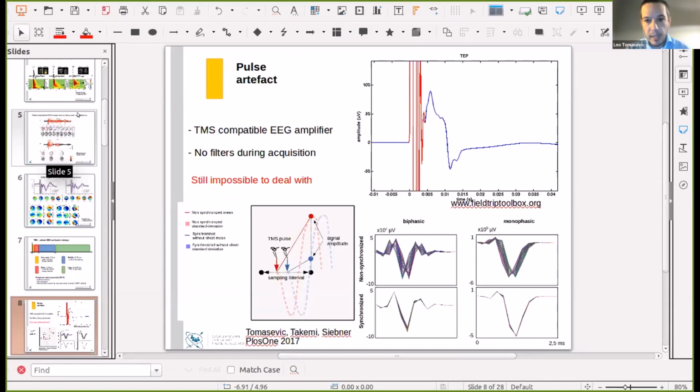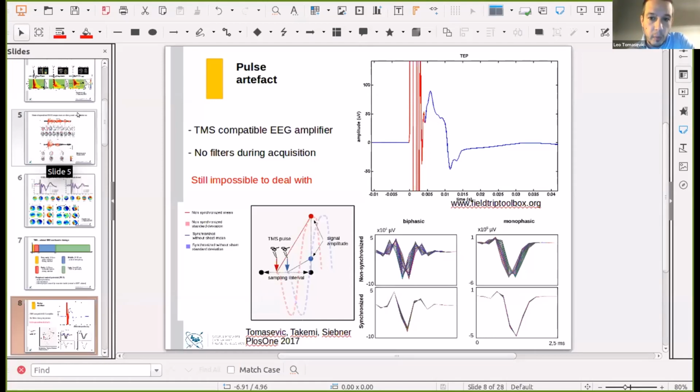So a little bit about the pulse artifact. This is huge. It's many orders higher than the EEG response. Actually, we can record TMS-EEG only if we use a compatible EEG amplifier, because if the amplifier is not compatible, the signal will saturate and recover after many seconds. We shouldn't use filters during acquisition because the filters will spread the pulse artifact around the pulse itself and contaminate the EEG signal.